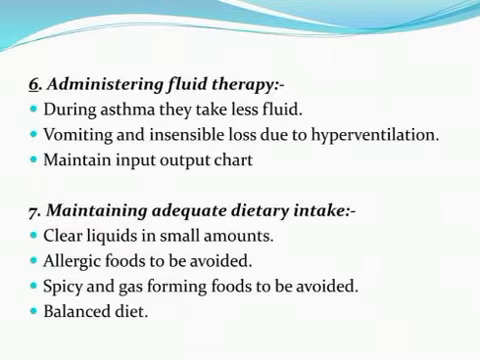Some of the patients may be allergic to certain foods such as peanuts, chicken, prawns, etc. So we have to avoid such allergic foods for those patients. Next, spicy and gas-forming foods are to be avoided. And next we have to maintain a balanced diet. So these are some of the dietary measures we have to follow while controlling the asthma.